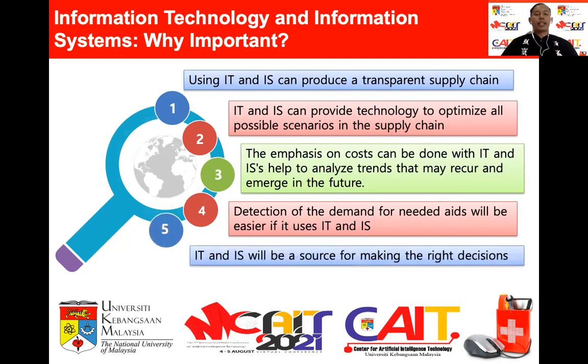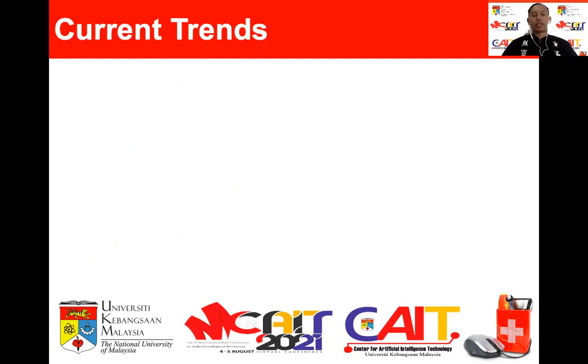And the last one is IT and IS will be a source for making the right decision. The utilization of IT will help collect data and transform complex data into a simpler form, and make it a report to support decision making. Based on these roles, it can be said that IT and IS are the most critical determinants of the success of humanitarian supply chain management.